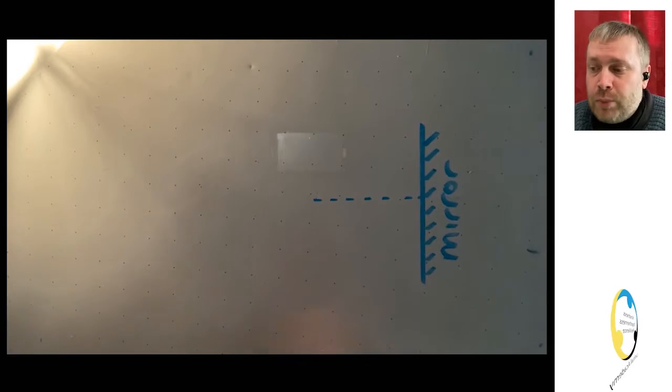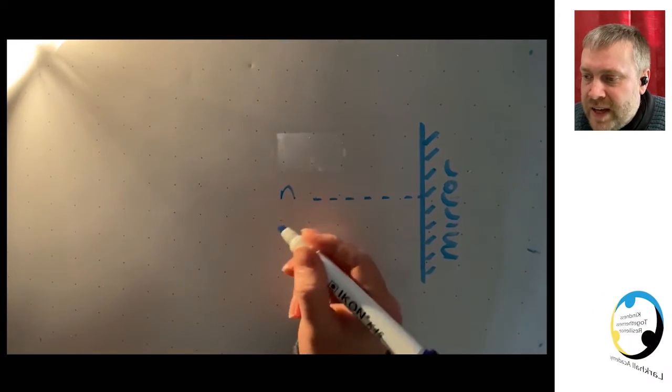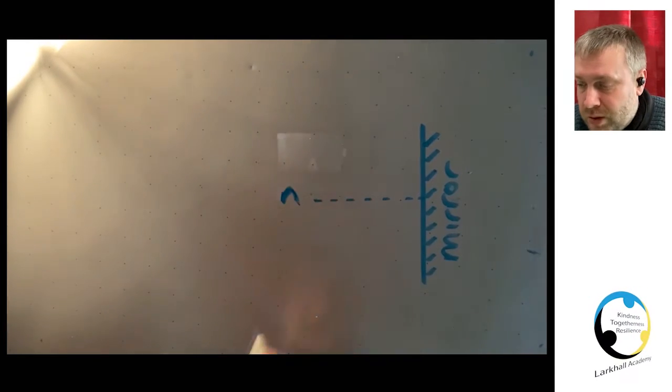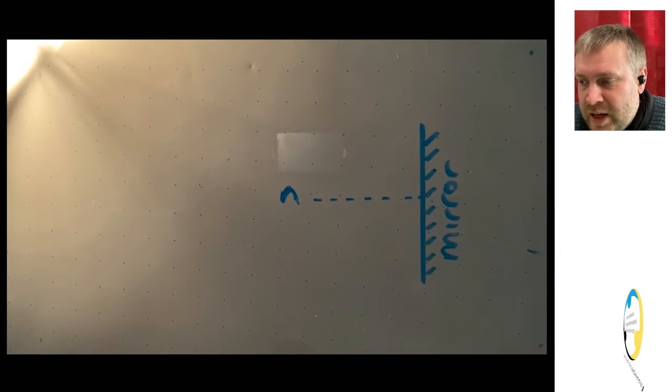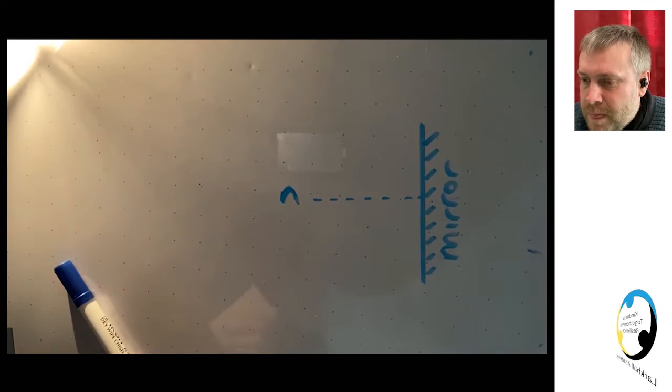Now the normal is really important because that's where we measure any angles from. We normally just abbreviate normal to N in diagrams, however we can write it out in full as well. Now we're ready, we can shine a ray of light in. So we get a ray box, we can put in a single slit into a ray box.